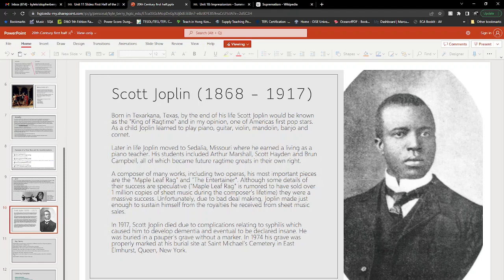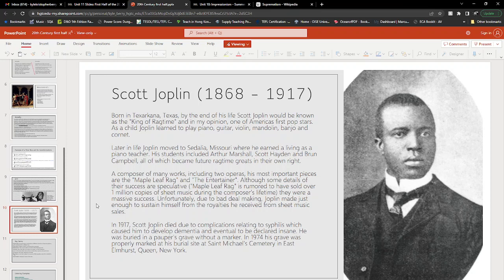I would highly recommend you listen to the Maple Leaf Rag and the Entertainer. You've definitely heard it at least once. That's Scott Joplin. These were released in different ways.